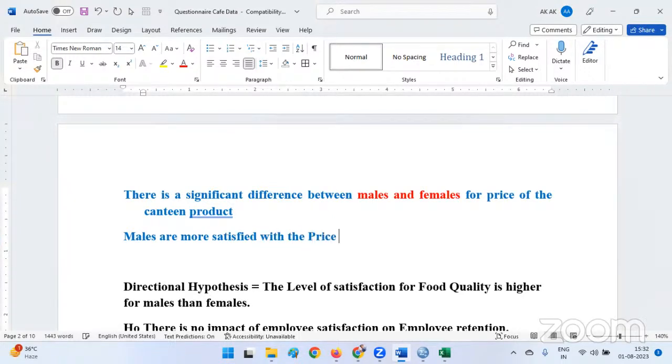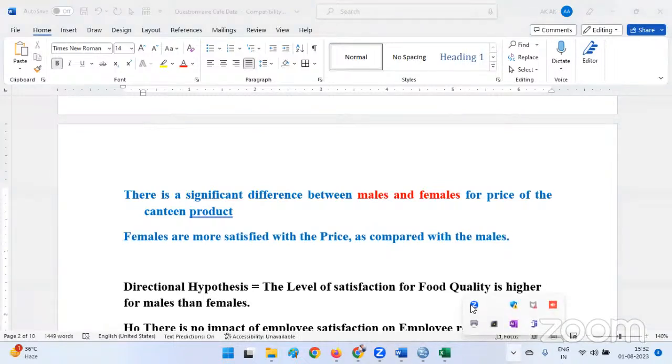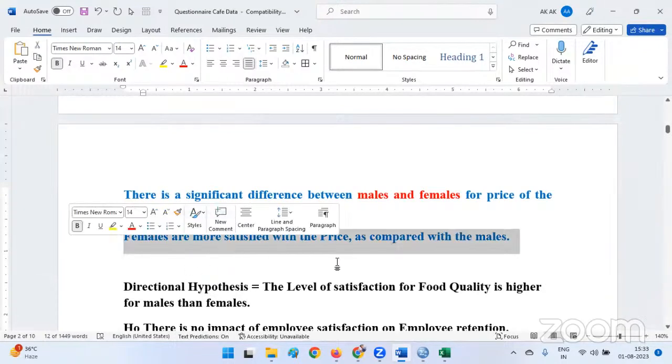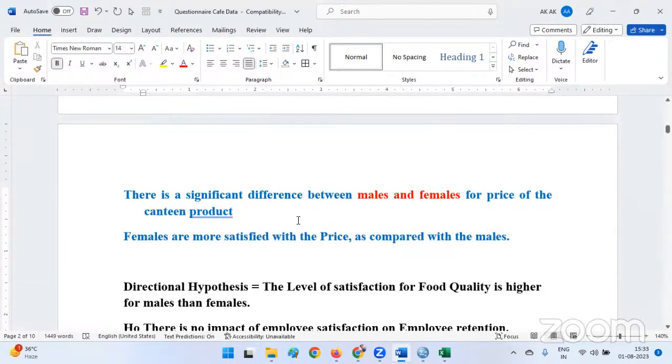It means males are more satisfied with the price. Sorry, females mean is more. Females are more satisfied with the price as compared with the males. Right? So this is clear now. I could make an alternate hypothesis also, a directional one, but this is fine, I think. This is my conclusion.